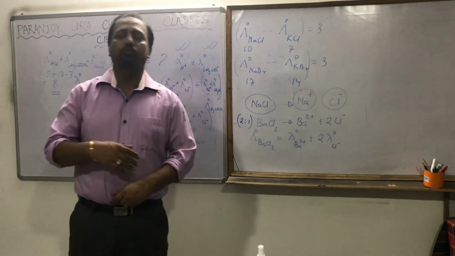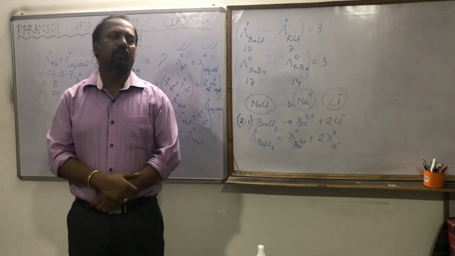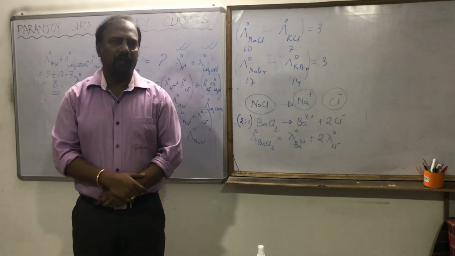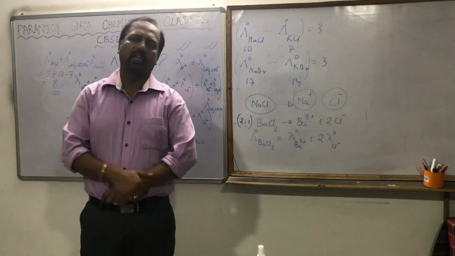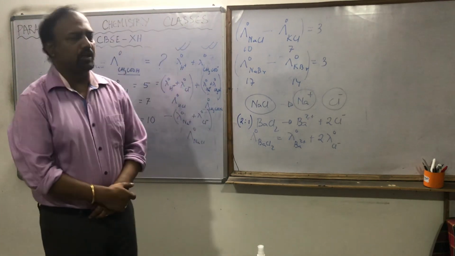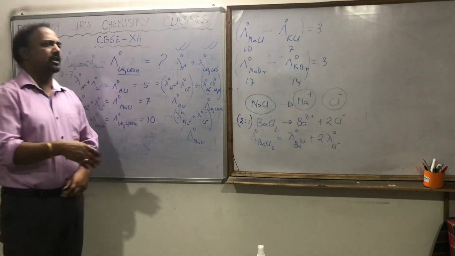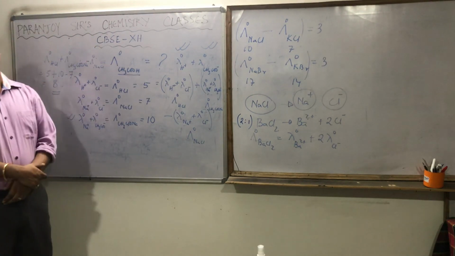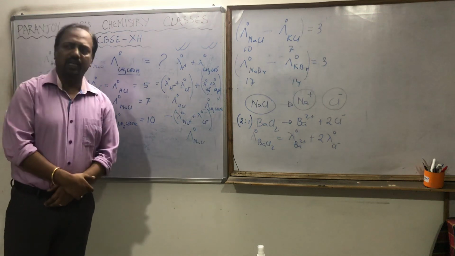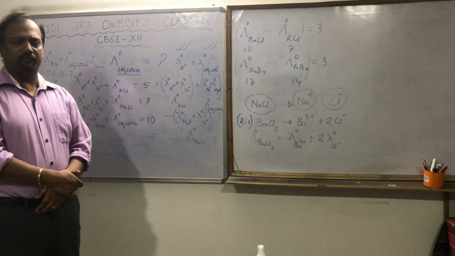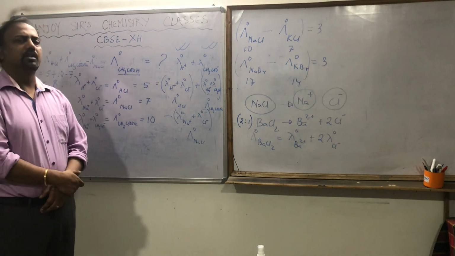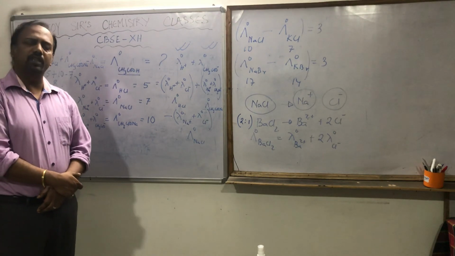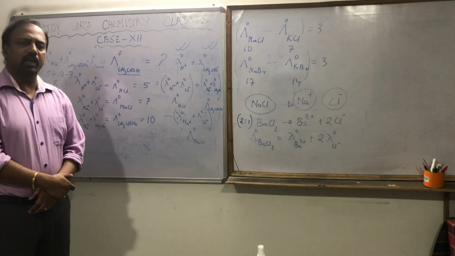What is a cell? Two types of cells. Slowly we are going to learn, but first of all I will recap today's class and then I will end the class. What did we study? We started by saying that we know how to find the value of lambda 0 for strong electrolytes directly from the graphical representation, but we cannot find it for weak electrolytes. So how to get it?